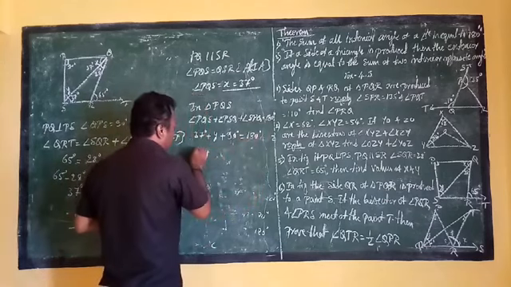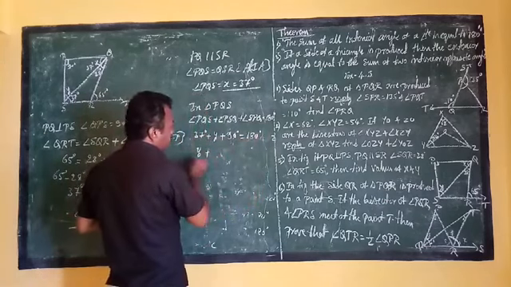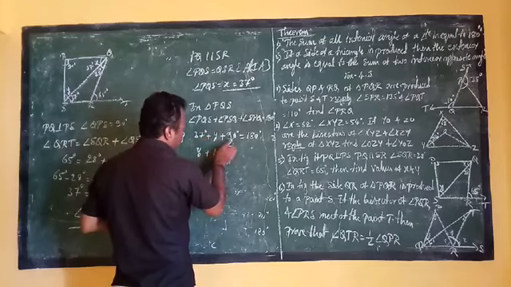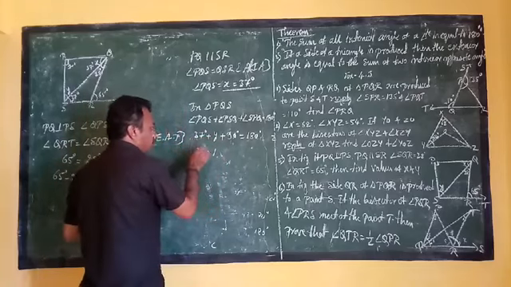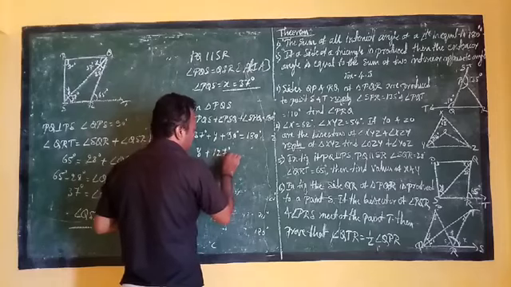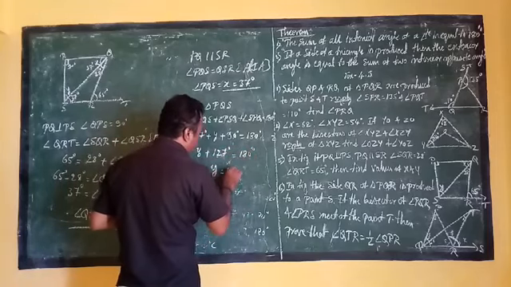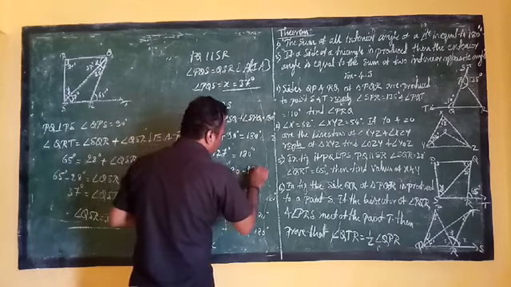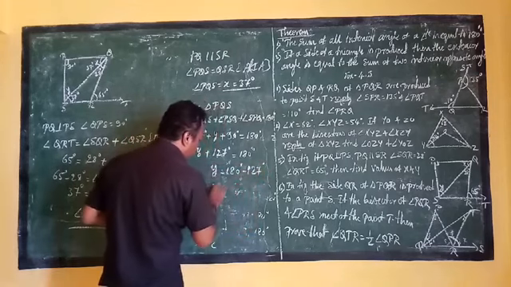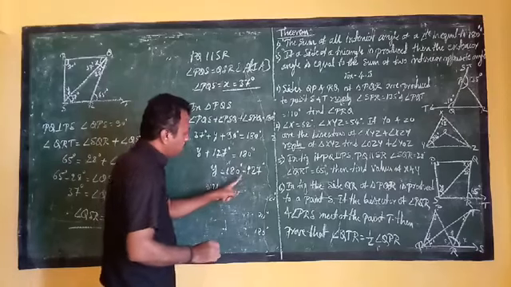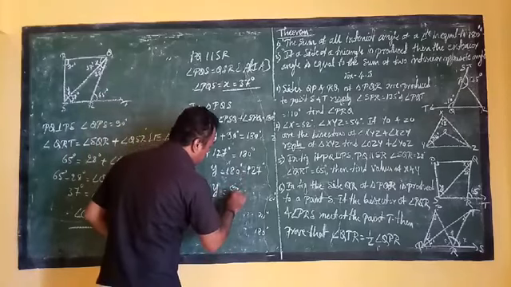So Y plus 90 plus 37, that is 127. So 127 degrees plus Y is equal to 180 degrees. So the remaining Y is equal to 180 minus 127 degrees. So how much? That is 53 degrees.